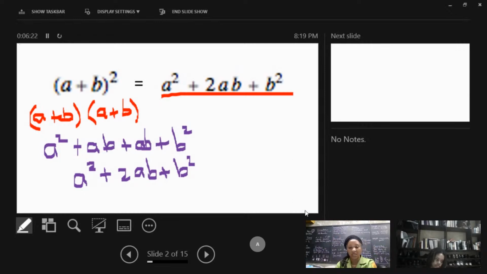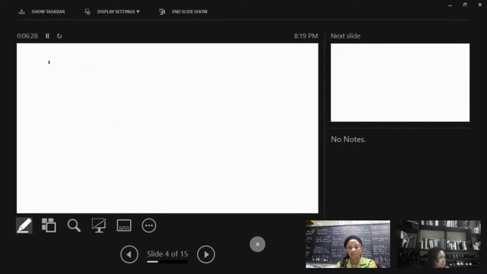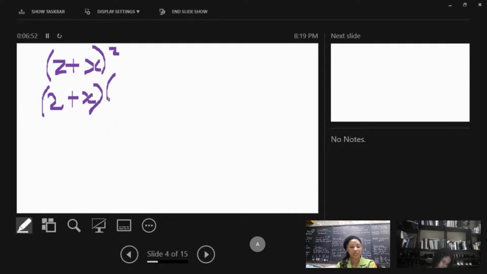All right, John, so I'm gonna give you a very simple one. You're going to expand it. So we have 2 plus x, squared. So expand it for me. So we know that's gonna be 2 plus x times 2 plus x.